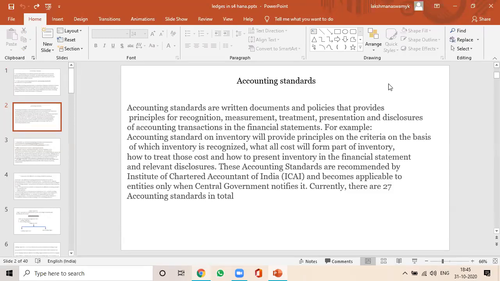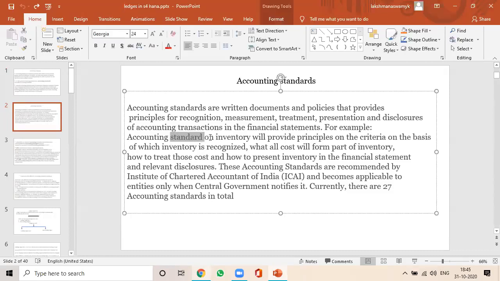That's why, when you're doing business internationally, you have to maintain your books of accounts according to different accounting principles. For that purpose, we need to maintain different sets of books of accounts. For example, the accounting standard on inventory will provide principles on the criteria on the basis of which the inventory is recognized, what all costs will form part of the inventory, how to treat those costs, and how to present the inventory in the financial statements with relevant disclosures.